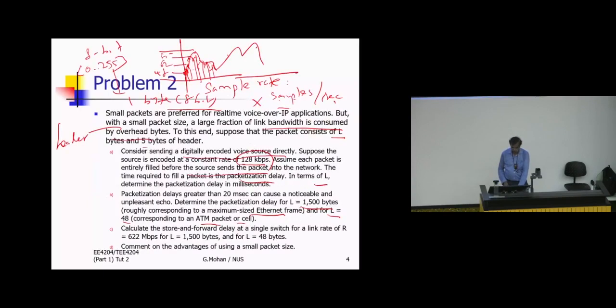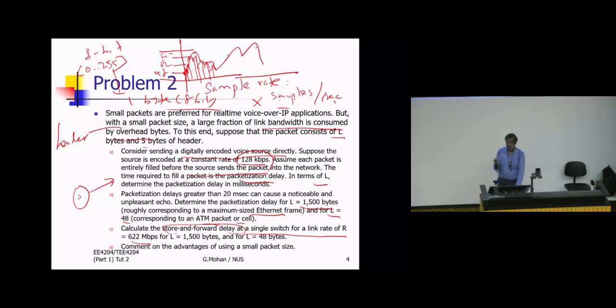We are not going into the details, but generally it's not desirable. Then 2C: calculate the store and forward delay at a single switch for a link rate R of 622 Mbps, for L equal to 1500 and L equal to 48. Now we see some new terminology, store and forward delay on a switch. Earlier, for the switch or router, we were using terminologies like transmission time and transmission delay. I take this from another book, just to introduce some terminologies to you.